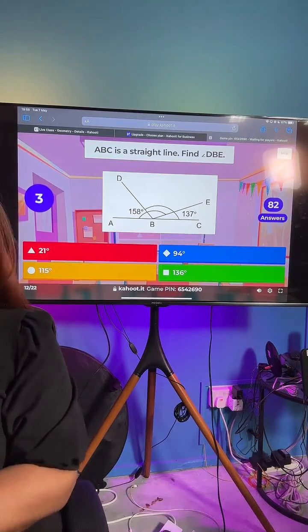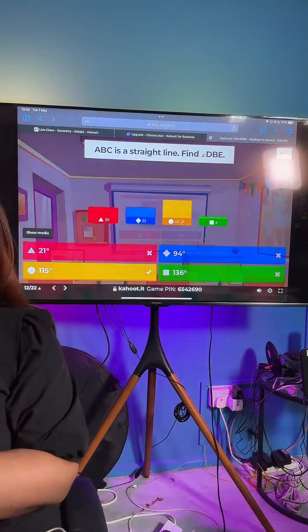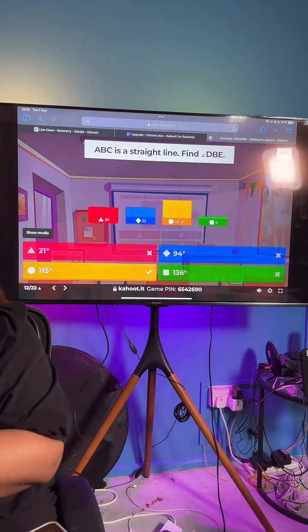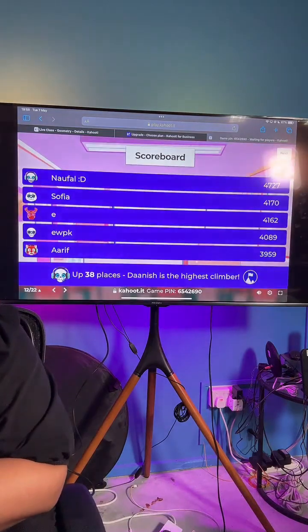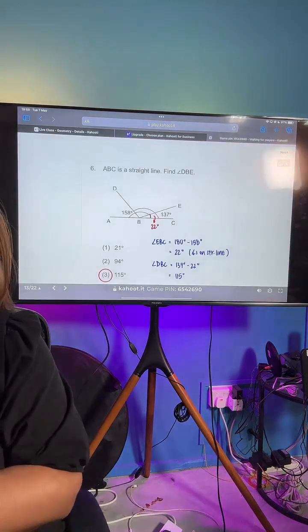This is very relevant for P5, but maybe some schools haven't taught angles yet. Okay, the correct answer, again, the majority got this right. Let's take a look at why it's 115. This is actually a pretty straightforward question on overlapping angles.